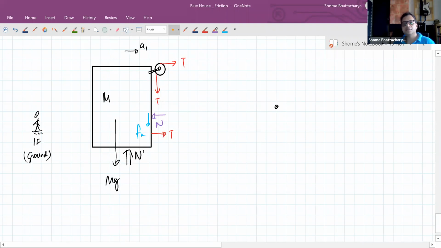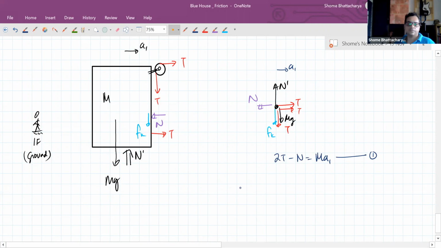When I convert it to a particle type FBD, there will be two tensions acting horizontally, one tension acting vertically. Then there is this kinetic friction acting like this, this normal reaction acting like this, then another normal reaction from the ground, and of course its own weight. Now for us the concern is only the horizontal forces, so we'll just get one equation from this. That equation is 2T minus N is equal to capital M A1. That's our first equation. And as you can see, we have three variables: N, T, and A1.